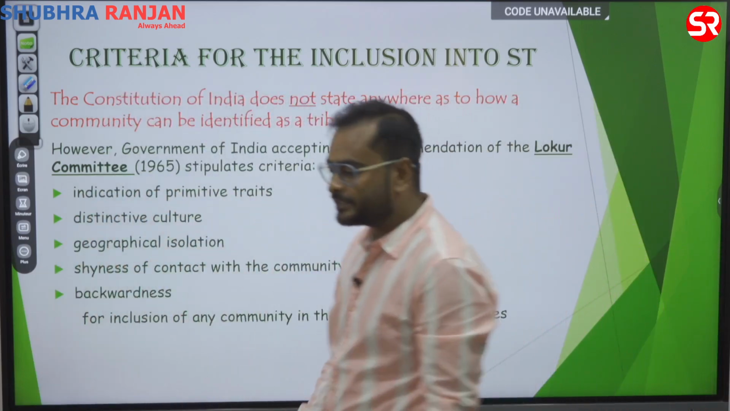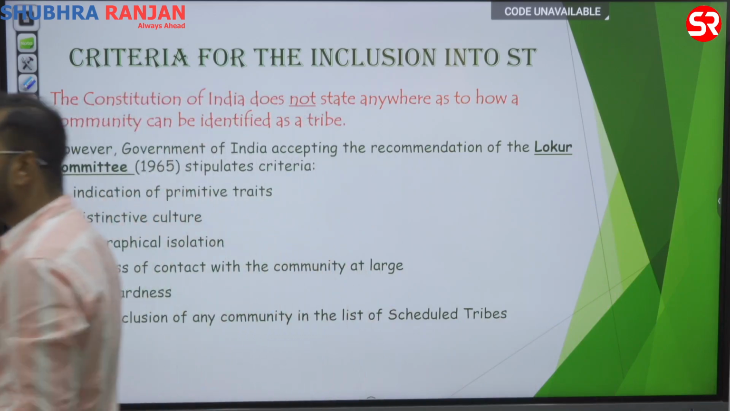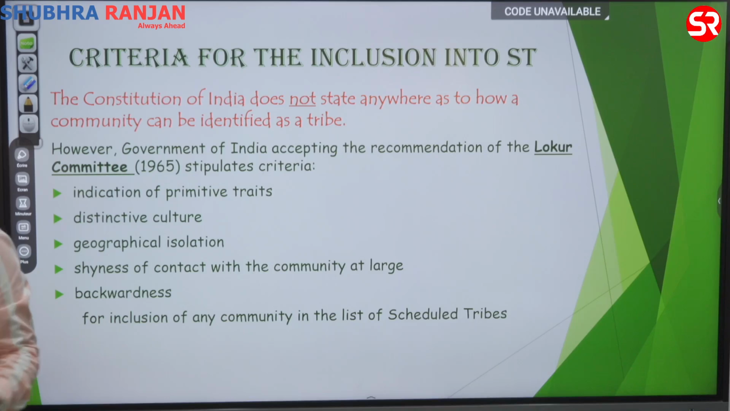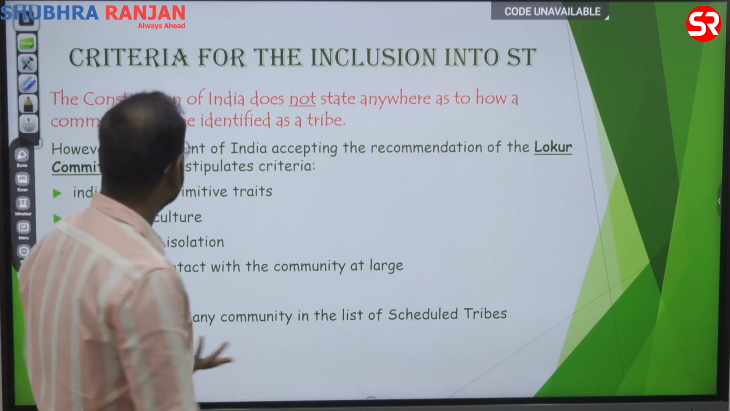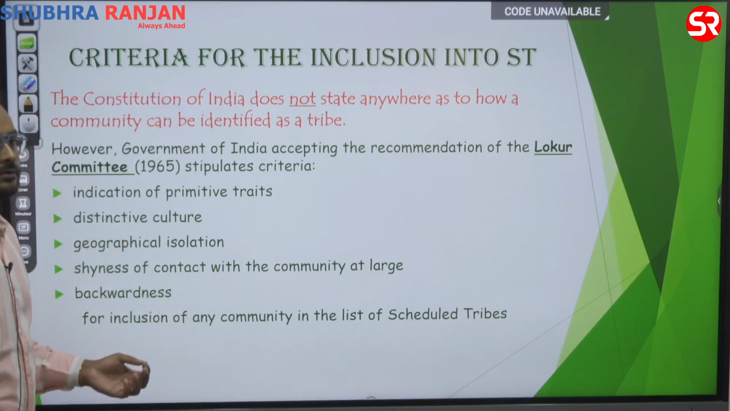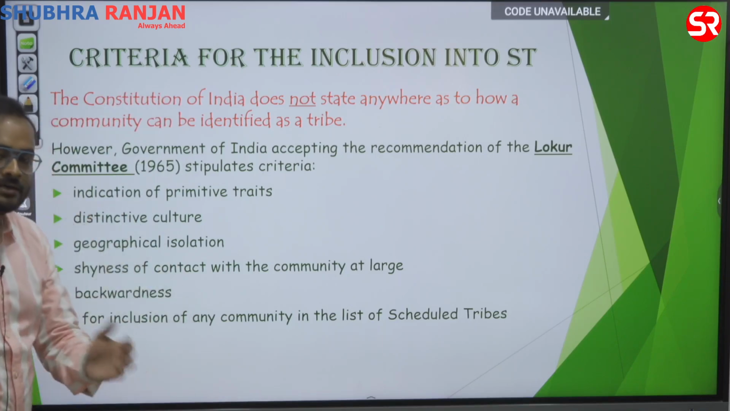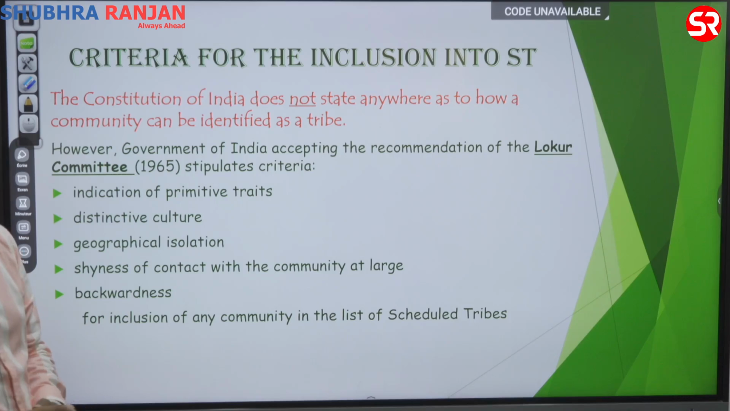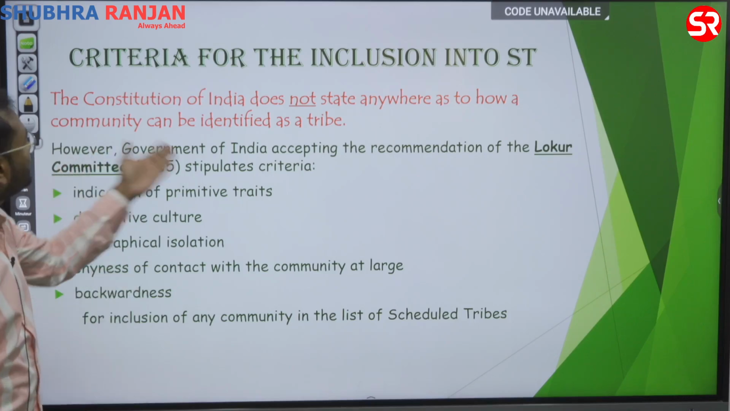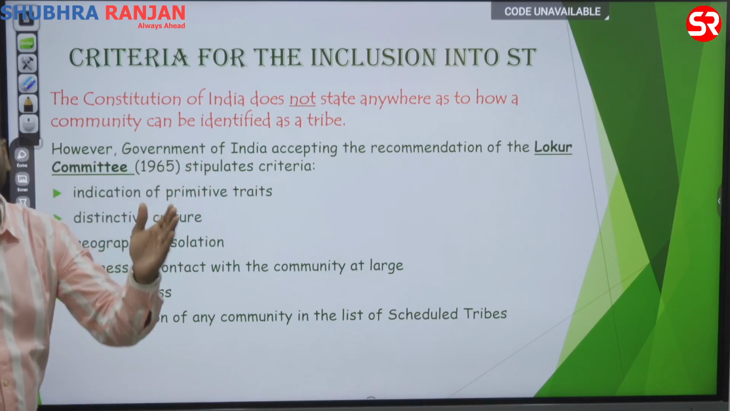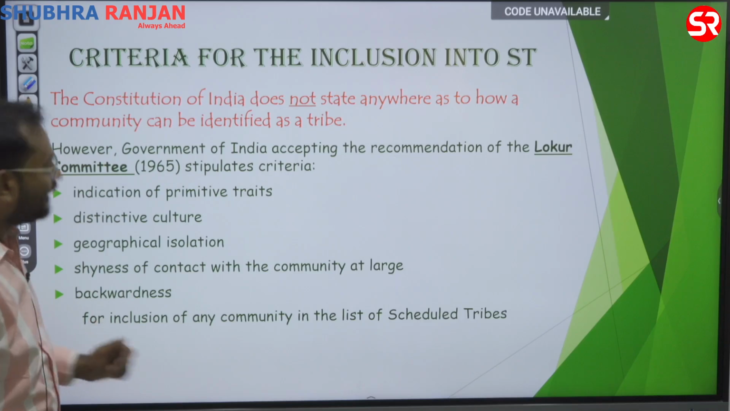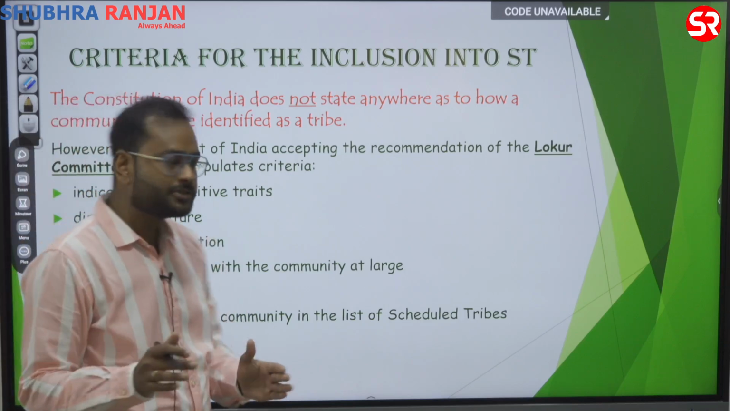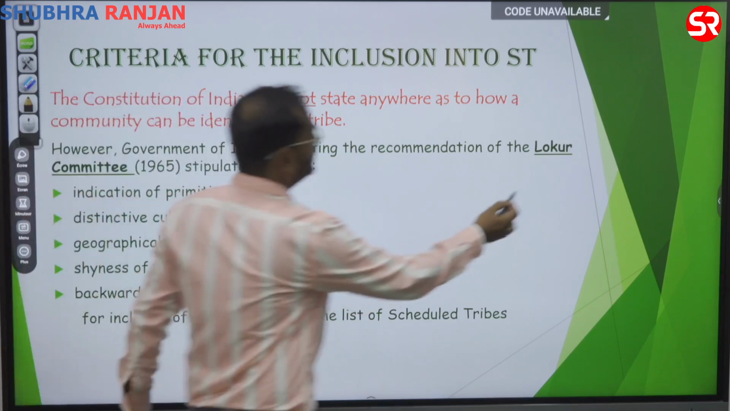Although the president can notify a tribe to be a scheduled tribe by a public order, public notification, there has to be certain characteristics of a tribe which should be a bare minimum so that they can be inducted to the scheduled tribe list, okay? And that recommendation was provided by Lokur Committee.